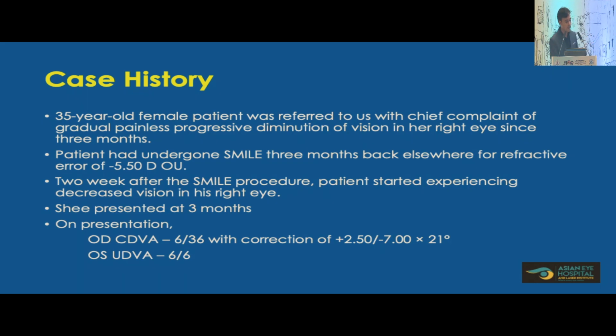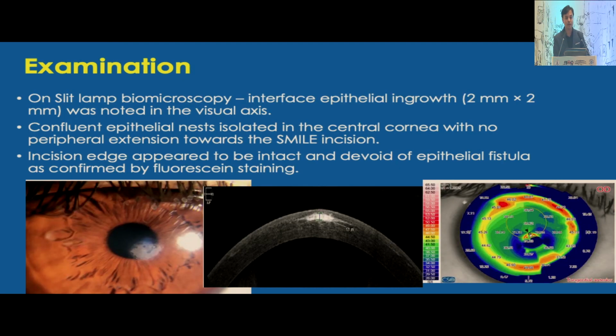So this was an interesting case. This was a patient who was referred to us. She had undergone SMILE about 3 months ago. In one eye, she was doing extremely well, but when she presented to us, she had a poor visual acuity of 6/36 with a very high amount of mixed astigmatism. When we saw the patient on slit lamp, we could see very discrete isolated epithelial cell nests in the visual axis. You can see it in the OCT as well, and this has resulted in a high amount of mixed astigmatism in this patient, with very poor visual quality and quantity.